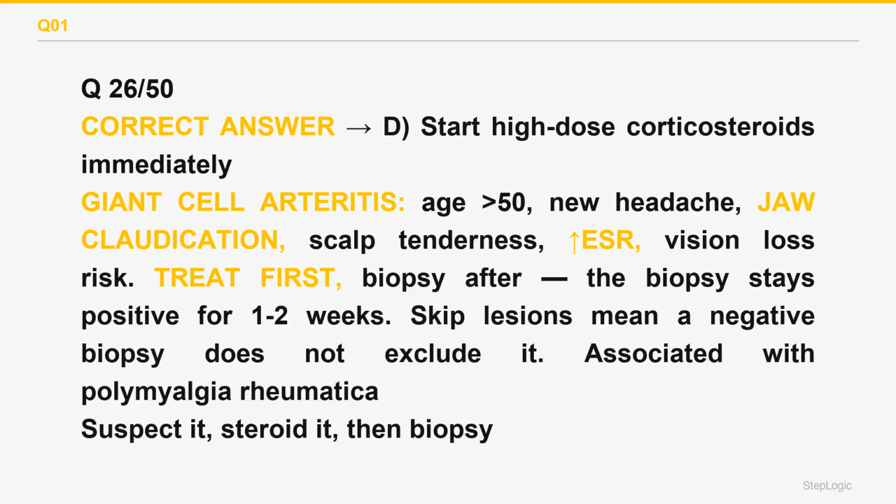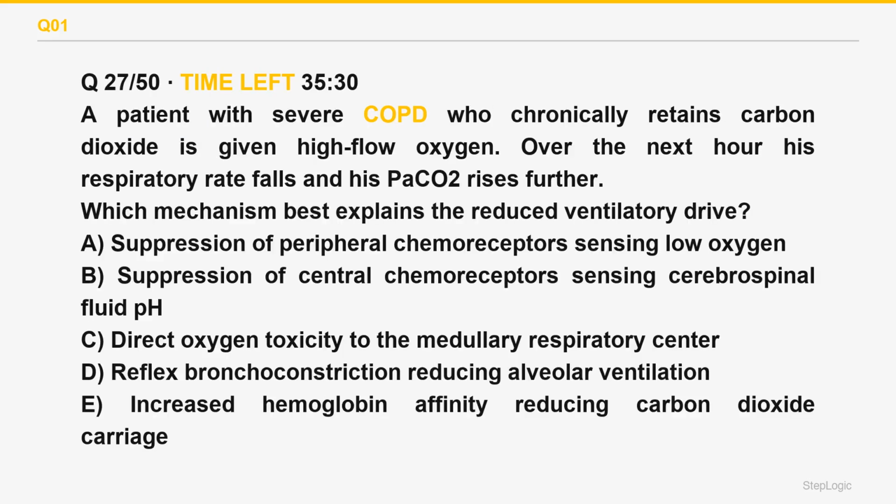Choices B, C, and E all delay definitive therapy, while the ophthalmic artery remains at risk. If you see jaw claudication with a raised sedimentation rate, think giant cell arteritis and give steroids before the biopsy. Which mechanism best explains the reduced ventilatory drive?